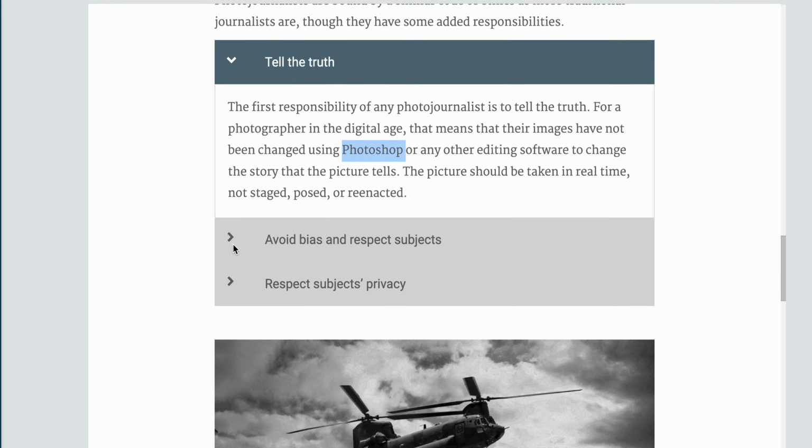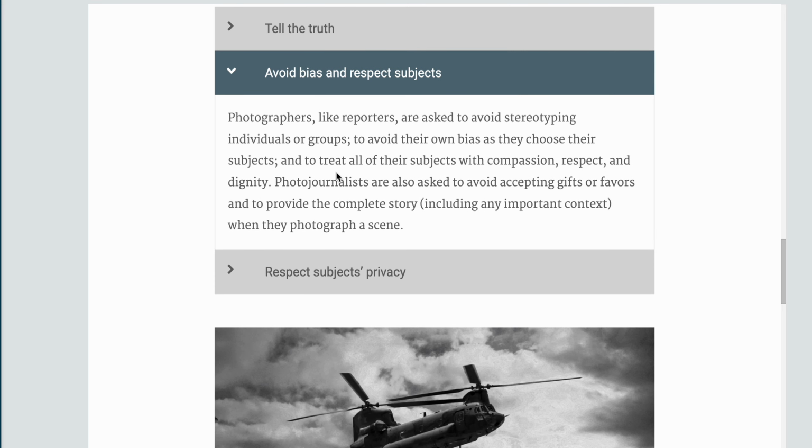Number 2, as a photojournalist, you need to avoid bias and respect subjects. And this is also similar to journalism, which is transparency. I believe the third one was about being transparent, you know what's happening, and not to be biased, not to prefer something over something else. Photographers, like reporters, are asked to avoid stereotyping, generalizing individuals or groups, to avoid their own bias as they choose their own subjects.